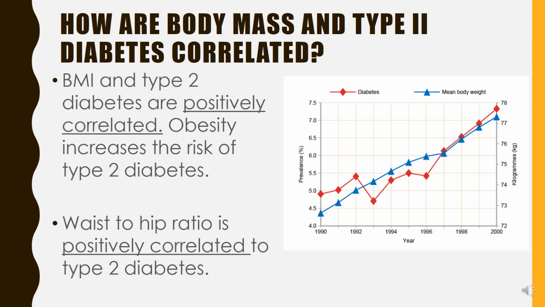So BMI and type 2 diabetes are positively correlated. A positive correlation means that if one factor increases, the other also increases. So as BMI increases, type 2 diabetes occurrence also increases. Obesity increases the risk of type 2 diabetes. Waist to hip ratio is also positively correlated to type 2 diabetes. As waist to hip ratio increases, so does the occurrence of type 2 diabetes.